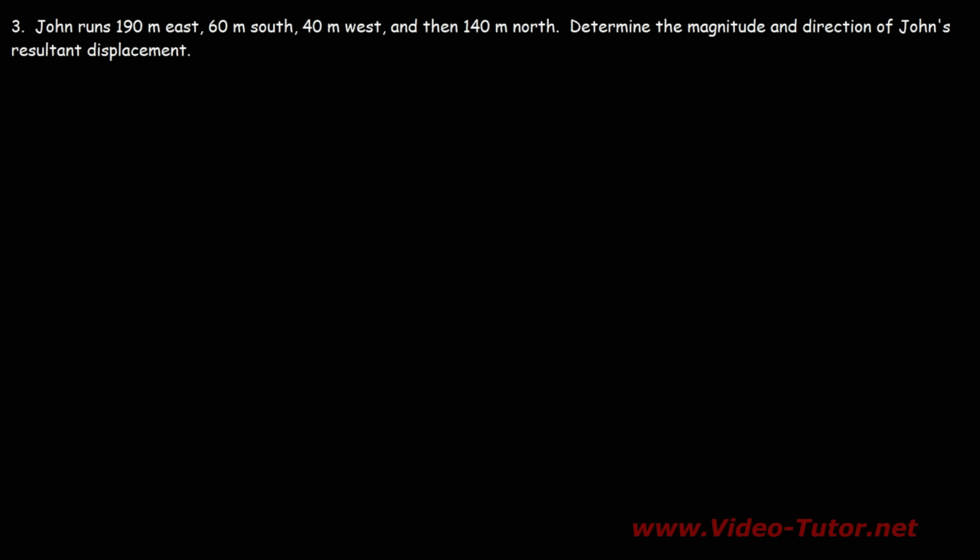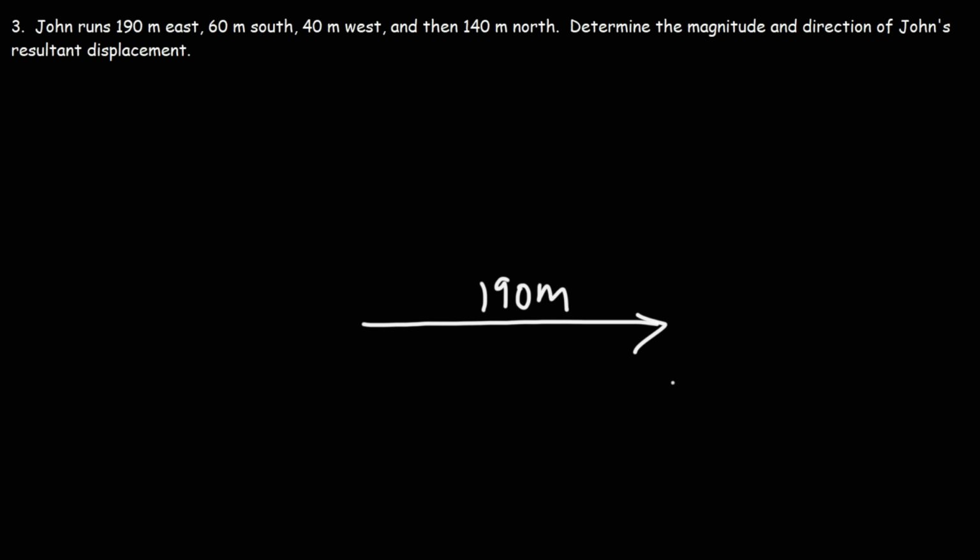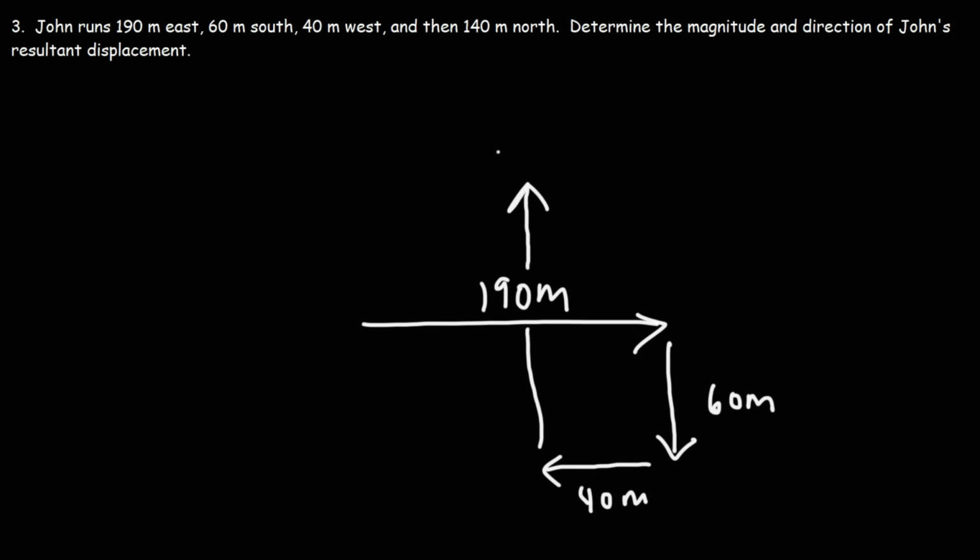Now let's try this one. It's a little bit longer, but we'll work on it anyway. So John runs 190 meters east. Let's draw that. And then he travels 60 meters south. After that, he travels 40 meters west. And then he's going to travel 140 meters north.